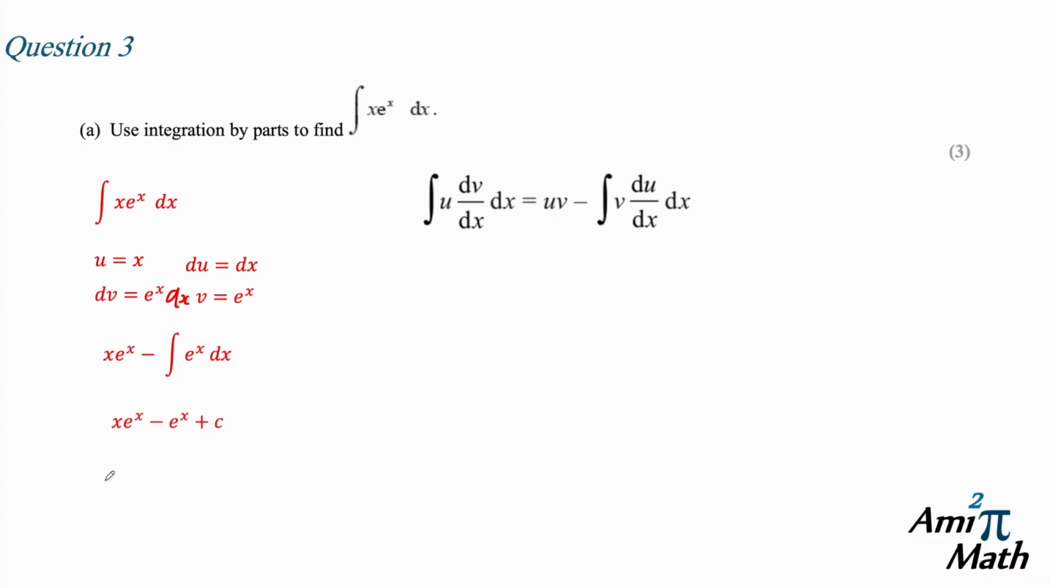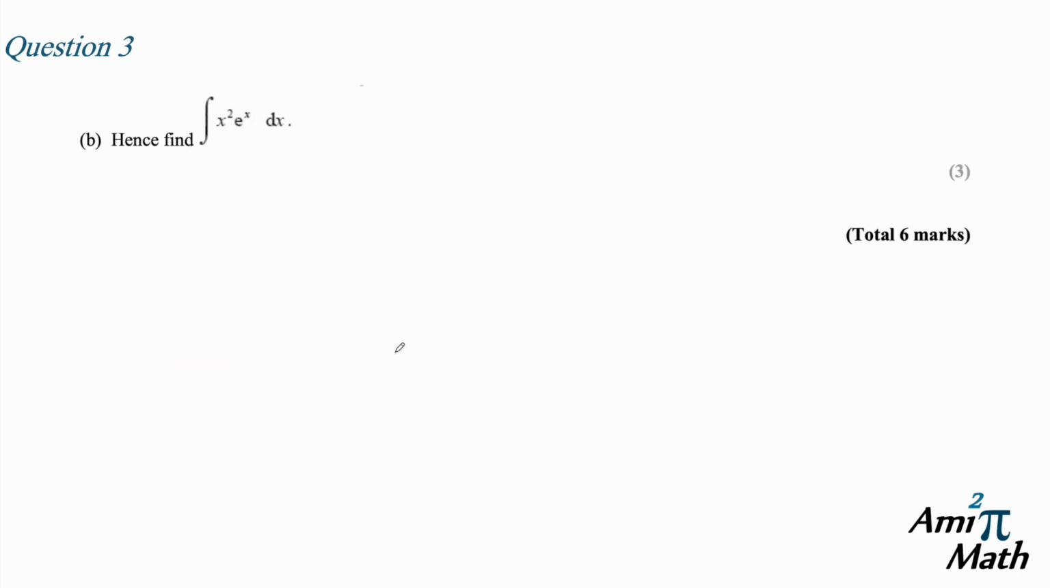And then this is what you get: x e to the power of x minus e to the power of x plus c. So this stays the same, but you obviously have the plus c at the end, which is just a constant. B. Hence, find the integral of x squared e to the power of x.